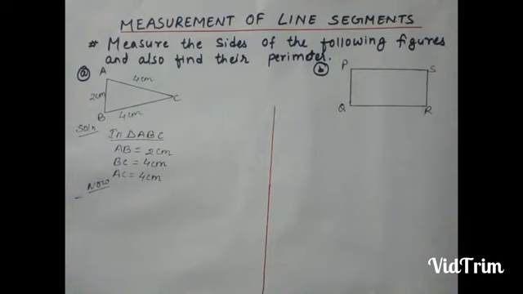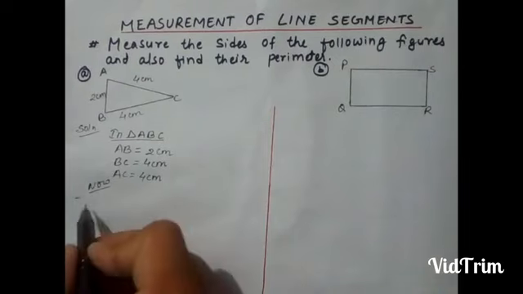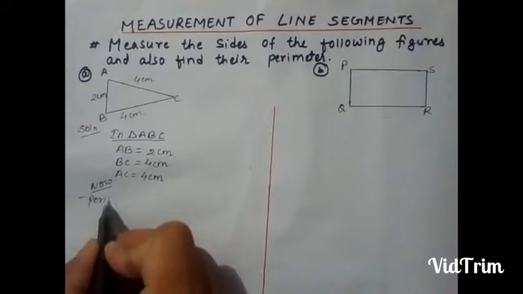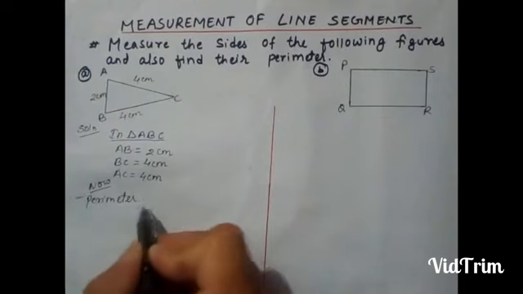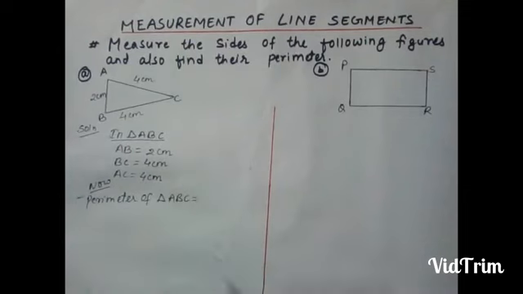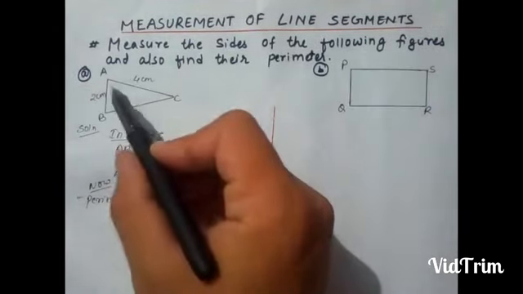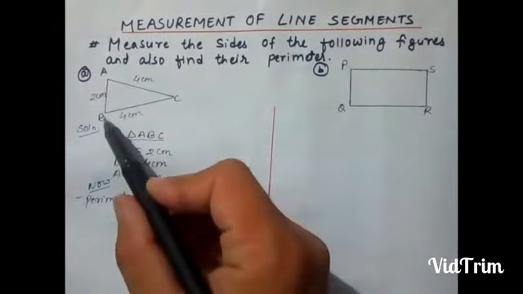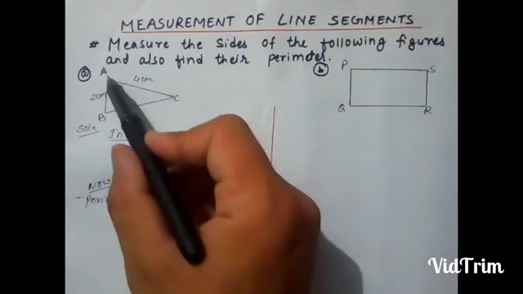So students, to find perimeter, simply we need to add all the lengths of the polygon. So let's find it. Perimeter of triangle ABC is equal to, to find perimeter we need to add AB, BC and CA.